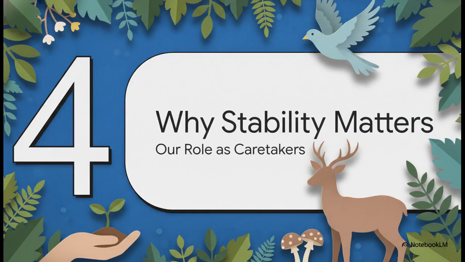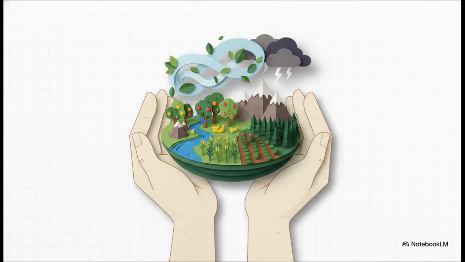So we've covered the what and the how. Let's tackle section 4, why ecosystem stability matters, what we gain, and our role as caretakers. The crucial thing to remember here is that this isn't just about fish and flowers. It is deeply tied to our everyday lives.